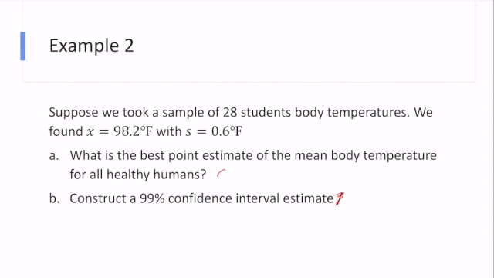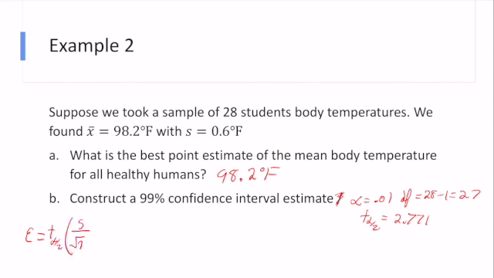Now I want to construct a 99% confidence interval. That means my alpha is going to be 0.01. That's the area in 2 tails. My degrees of freedom is 28 minus 1, which is 27. So I go to my t table and I find a t value of 2.771. So my error is my t value times the standard deviation over the square root of my sample size. So that gives me 2.771 times 0.6 over the square root of 28, which gives us 0.3.